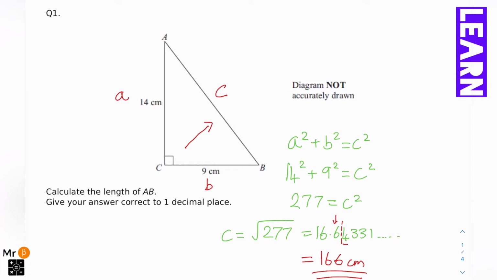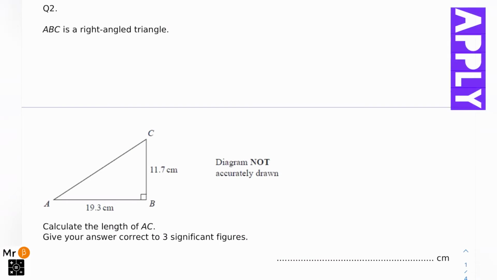It's always good to do a sense check at the end of the question. Does it make sense that this length is 16.6 centimetres? Well, first of all, we know it's got to be the longest side. 16.6 is bigger than both 14 and 9, so that makes sense. So now you can pause the video and have a go at question 2 before I talk through it.